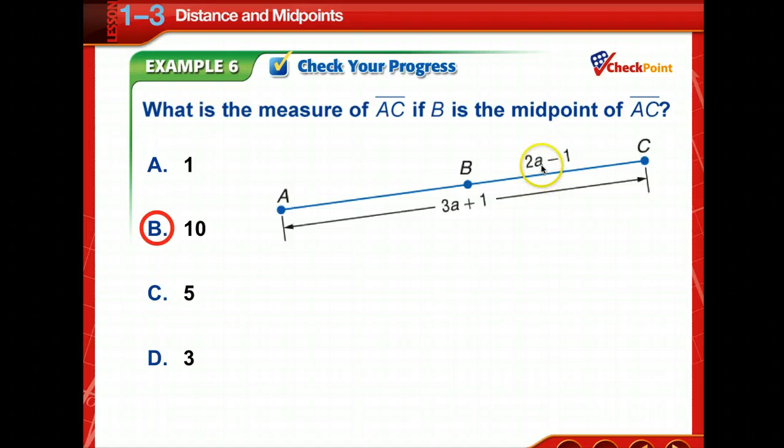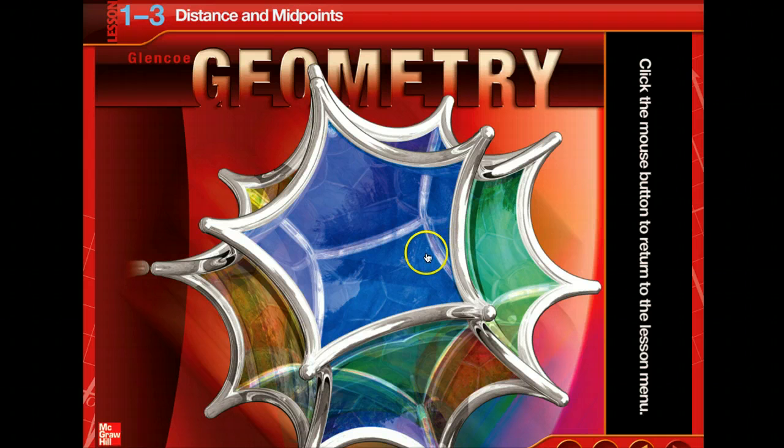So if I set 2A minus 1 is equal to 1/2 of 3A plus 1, use the distributive property, and I'll find out that A is equal to 3. Well, when I go back and substitute in, 3 times 3 plus 1 is going to give me 10. So excellent job. You are now ready to begin the practice problem solving and the check for understanding.